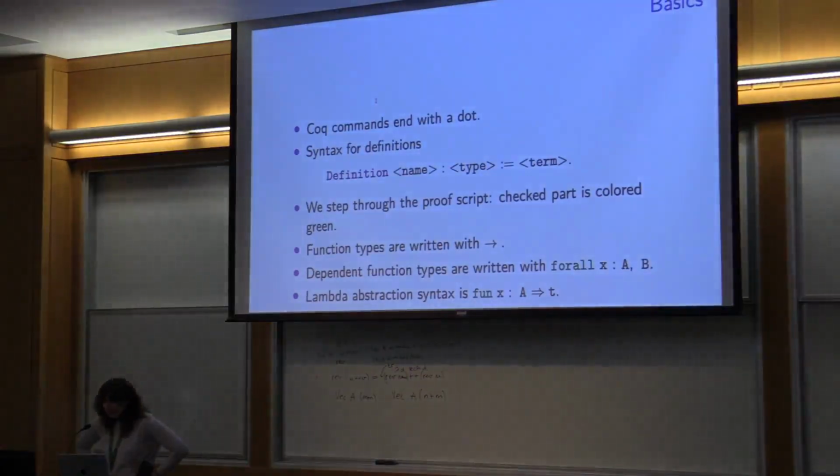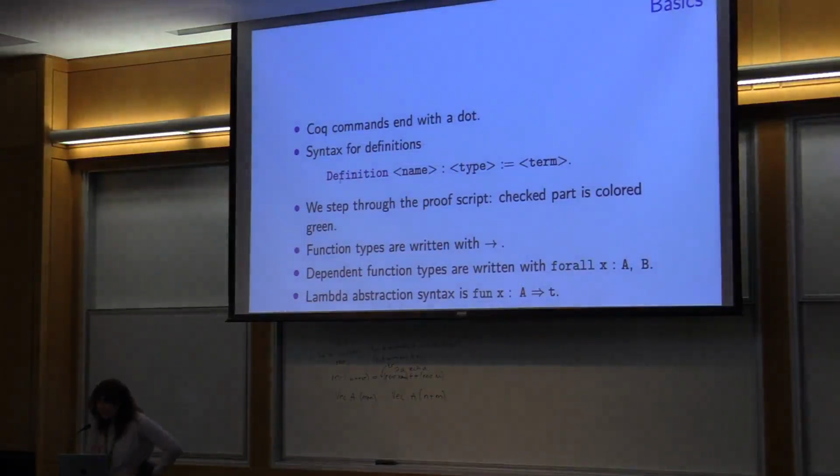Coq commands end with a dot, and this is the syntax for the definitions, right? So everything you want to derive, any lemma, any theorem, any definition you want to make, you have to give it a name. So the usual syntax is definition, and then you give it a name, and then type, and then you define a term. And we will do function types first, because that's the most natural one.